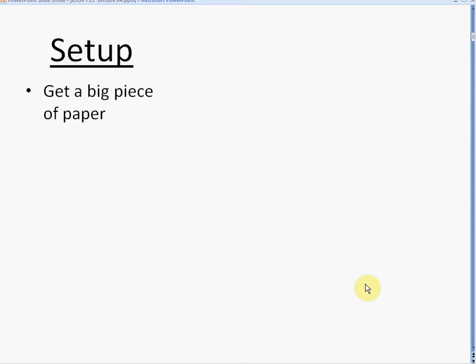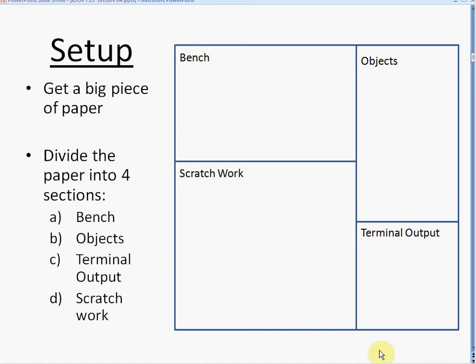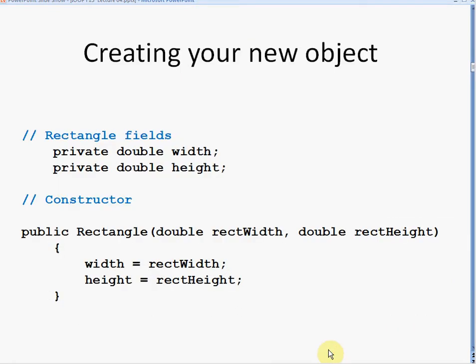So the first piece of the setup is to just get a very big piece of paper. We'll pretend that's my piece of paper. And you have to divide this piece of paper into 4 areas. So we're calling it bench, objects, terminal output, and scratch work. You just label your 4 areas like that. And again, here's the code for our class. We have a private double width, private double height. Those are the fields for our class. And there's the method for running a new rectangle. We just say width gets rect width and height gets rect height, where rect width and rect height are our parameters that we've passed in.